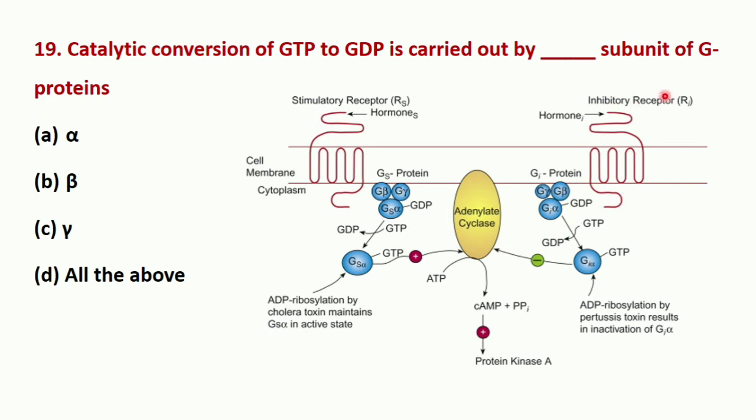In the case of the inhibitory receptor, we observe the GI protein, the inhibitory G protein. Here also GDP is binding with the alpha unit only. You can see GTP is converting into GDP, and the GDP attached to the alpha unit is converting into GTP. But this GTP is not going to move and bind with the adenylate cyclase, so it is not going to produce any cyclic AMP. So we observe the inhibitory action. Here we observe the stimulatory action with the GS protein and the inhibitory action with the GI protein. Among these, GDP binds with the alpha subunit only. So the answer is alpha.